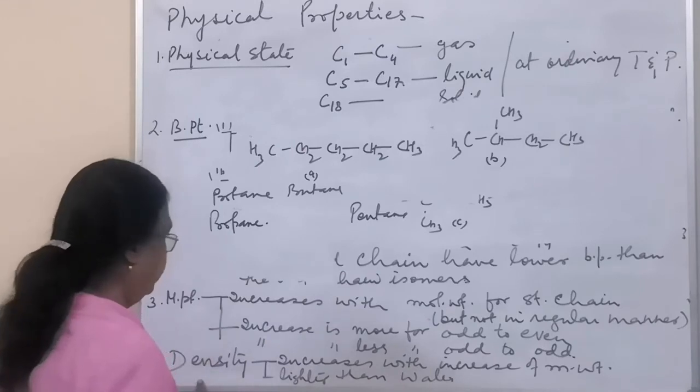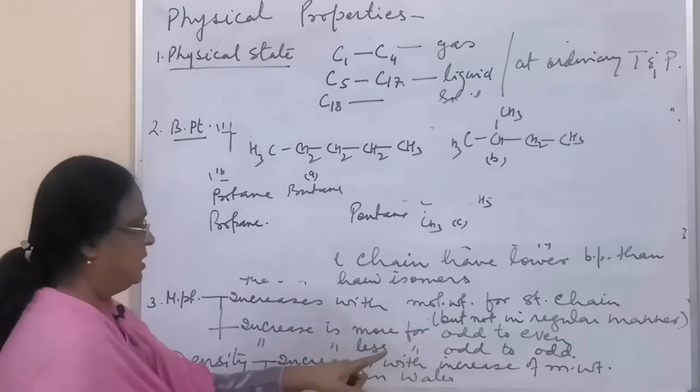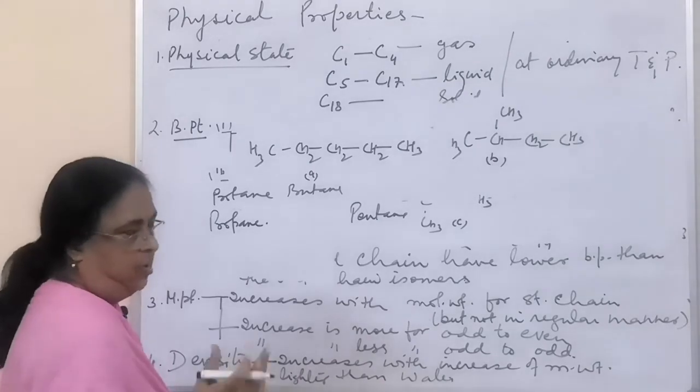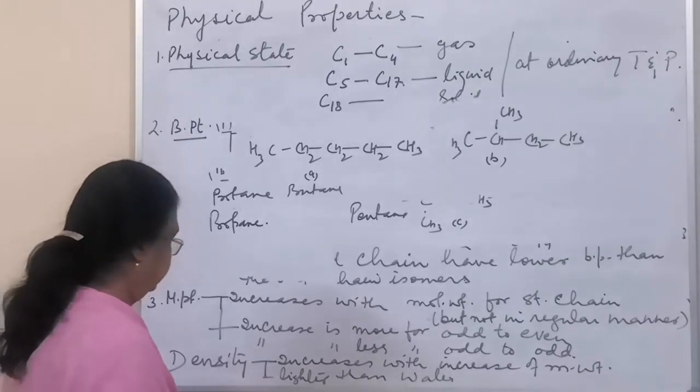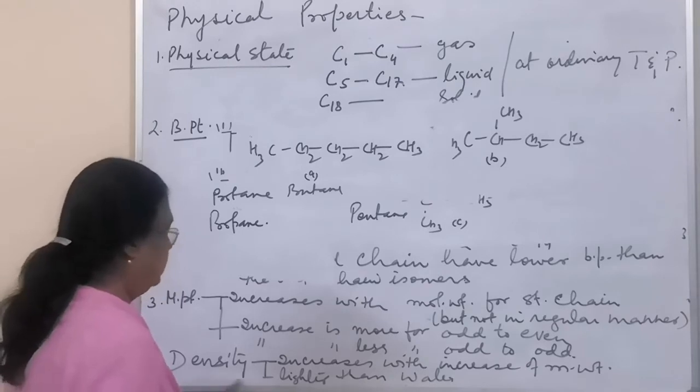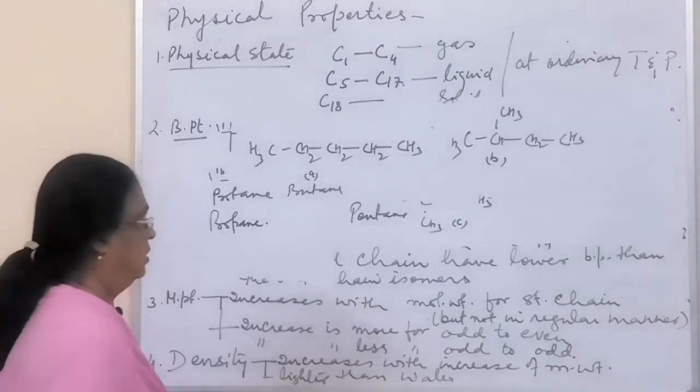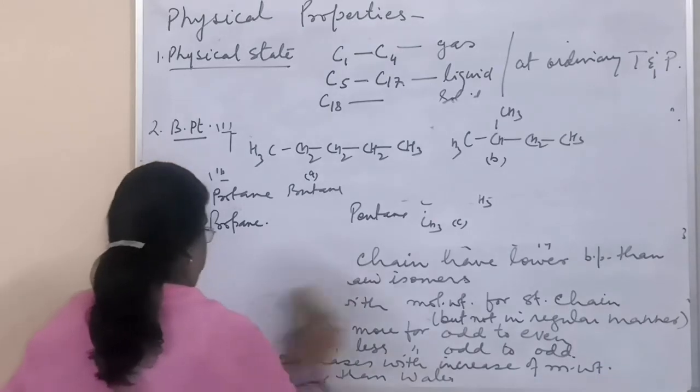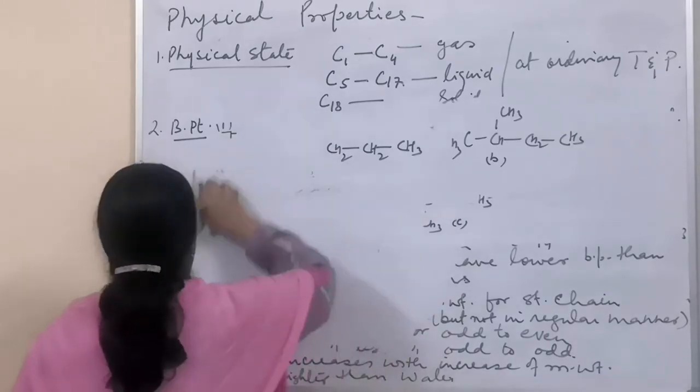So this is density. Density increases with increase of molecular weight, that is, the more the number of carbon atoms in an alkane, the more the density. But alkanes are lighter than water.